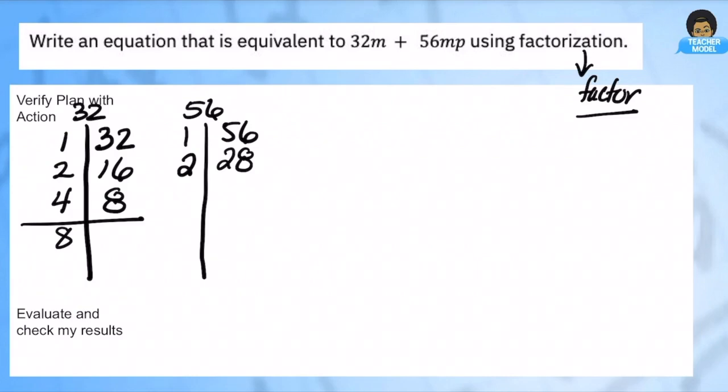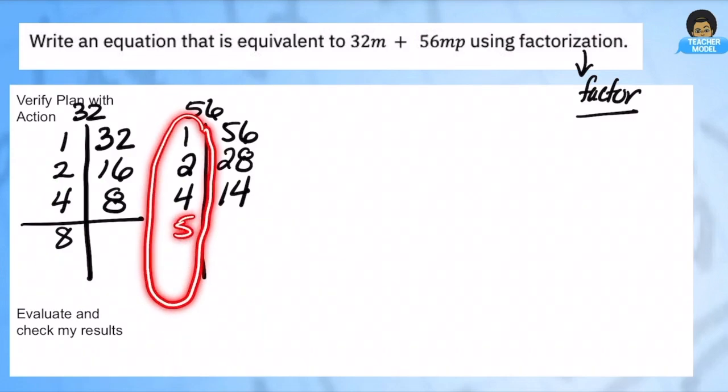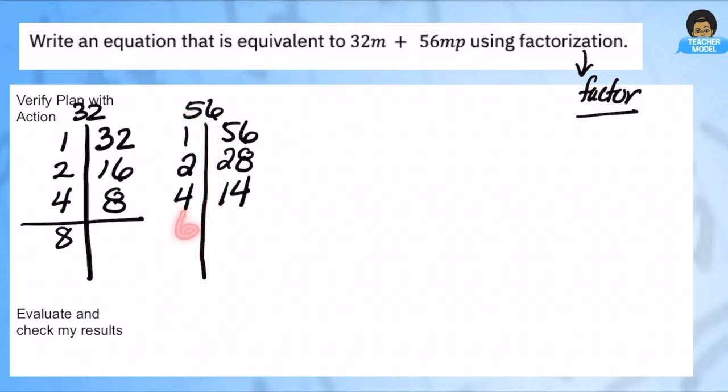Ooh, 4 is a factor. 4 times 14. 5 is not a factor. Is 6 a factor? Nope. 6 times 9 is 54. So again, notice I'm just going up on these numbers. So I know 5 is not a factor. I know 6 is not a factor. Is 7 a factor? Yes, 7 times 8. And those are close. So I know I'm done.